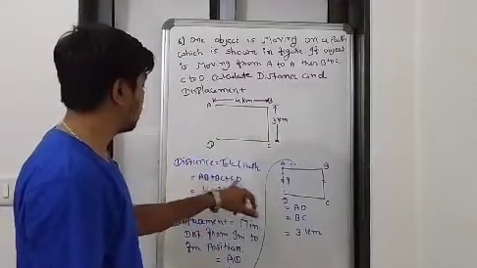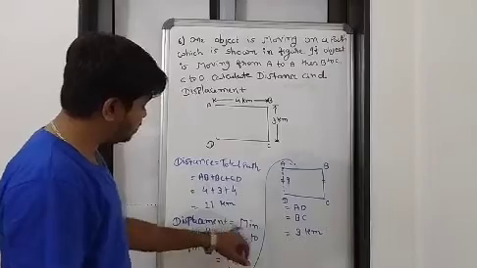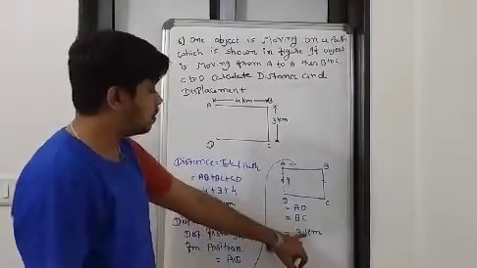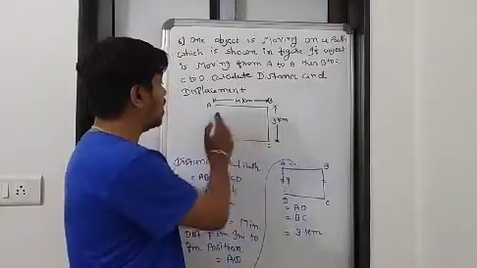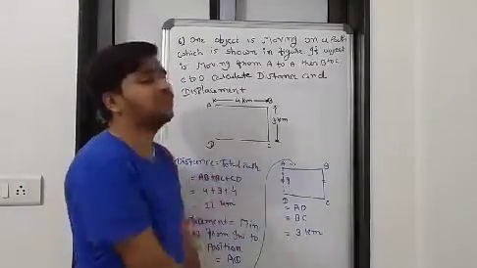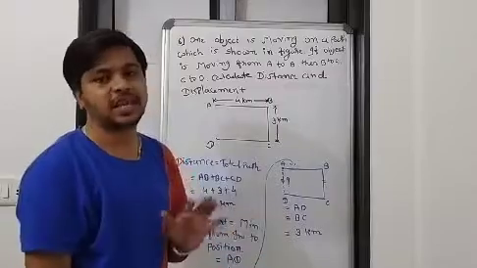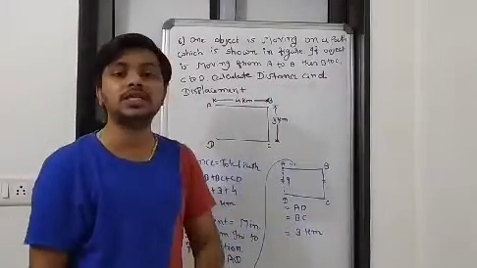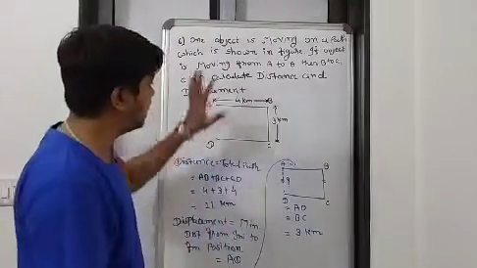The distance is the total path, which is 11. But the displacement is the minimum distance from initial to final, which is 3 kilometers, according to the fact that opposite sides of a rectangle are the same. Because of that, you can say that the displacement is 3 kilometers. Just see it carefully.